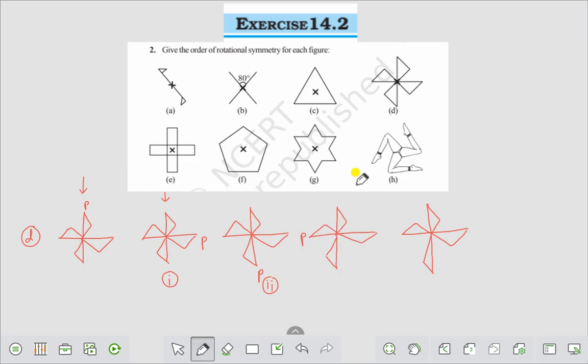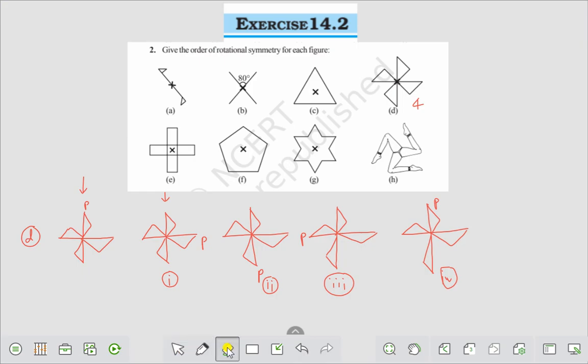Again, if we turn, this P will come here, and again it looks the same. And if we again turn, this P will come here, right? It looks the same. That means there are 4 positions in which the figure looks exactly the same. Therefore, the order of symmetry for this figure is 4. 1, 2, 3, 4. The order of symmetry for this figure is 4.